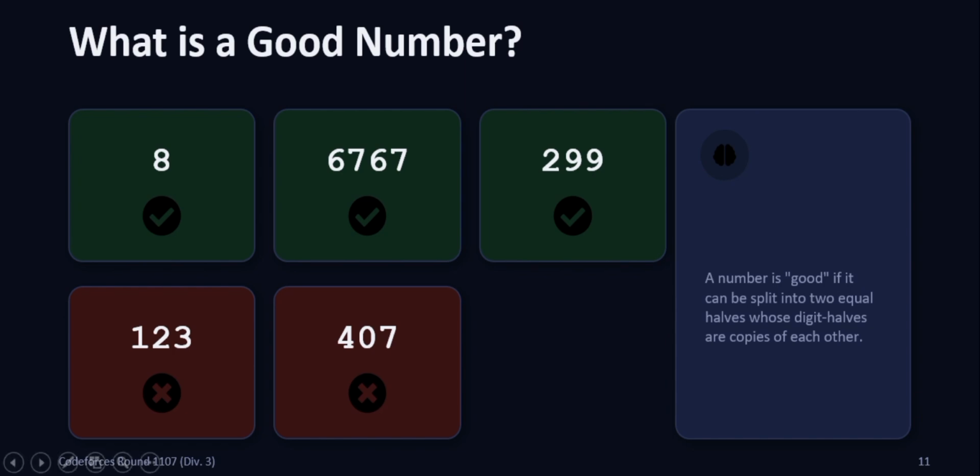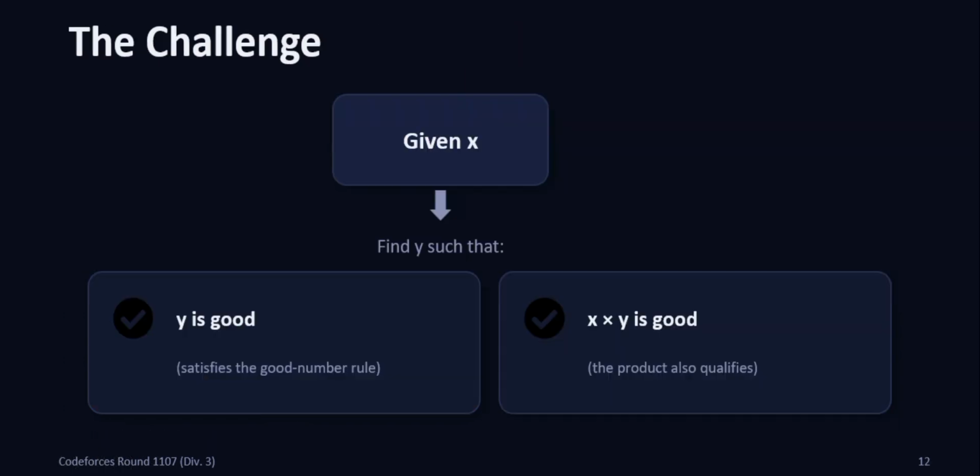So 5 has one distinct digit, 67 has two distinct digits only, and 220 and 299 are also the same, but 123 is not, and 407 is not, because they have three distinct digits. The challenge is: given x, find y such that y is good, satisfying the good number rule, and x times y is good, to satisfy the Boolean condition.